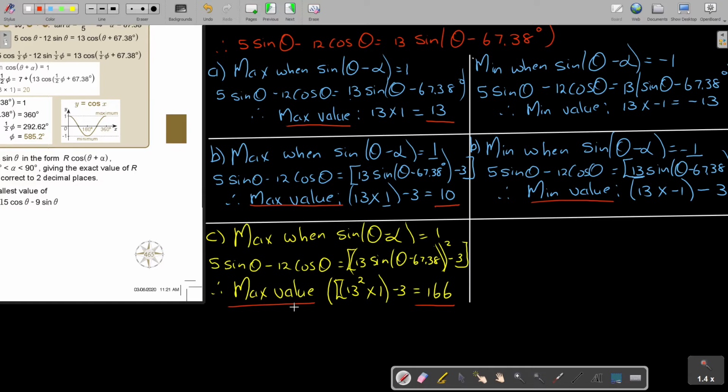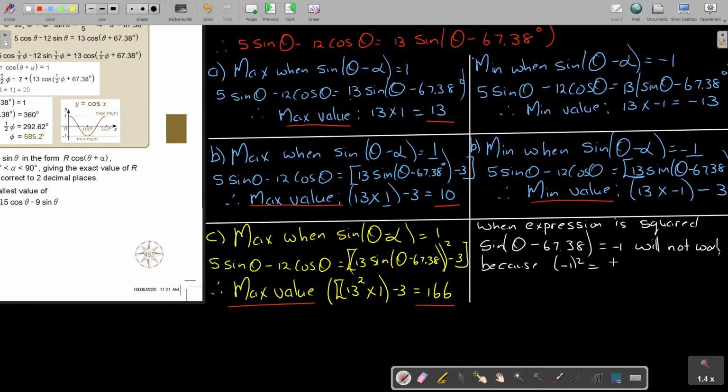Okay, now can I just write something here? I'm going to write it in white. So when the expression is squared, I'm going to write it out. When the expression is squared, sin theta minus 67.38 is equal to -1 will not work, because -1 squared will give a positive.